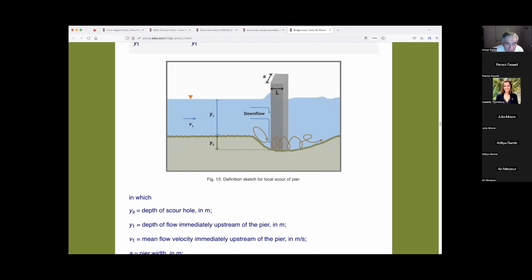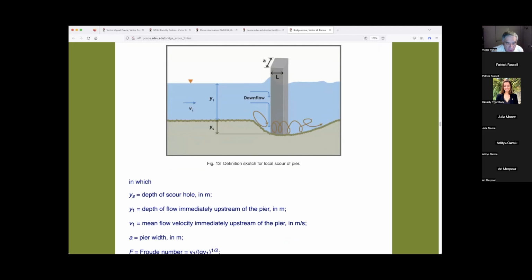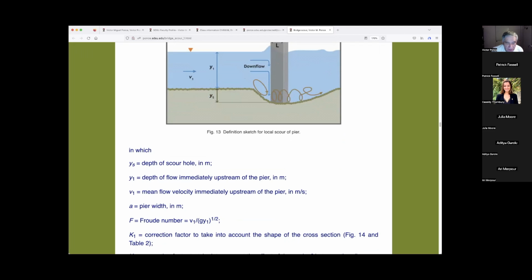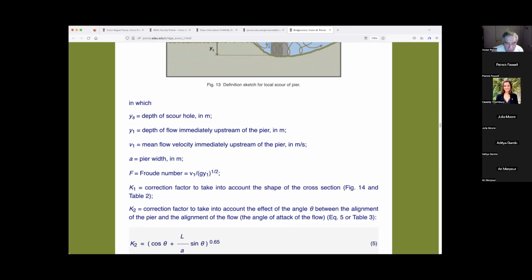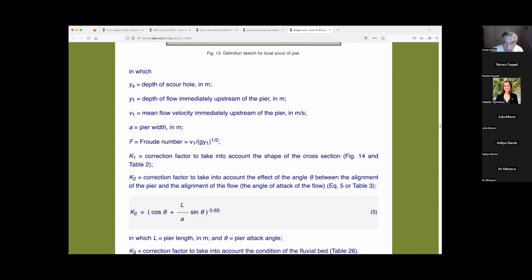Y sub 1 immediately upstream, and Y sub S is the scour hole. V1 is the mean velocity, A is the pier facing the flow, and Fr is the Froude number. K1 is a correction factor to take into account the shape of the cross section, in figure 14 and table 2. K2 is a correction factor to take into account the effect of the angle theta between the alignment of the pier and the alignment of the flow. That means the so-called angle of attack of the flow. K2 is this formula.